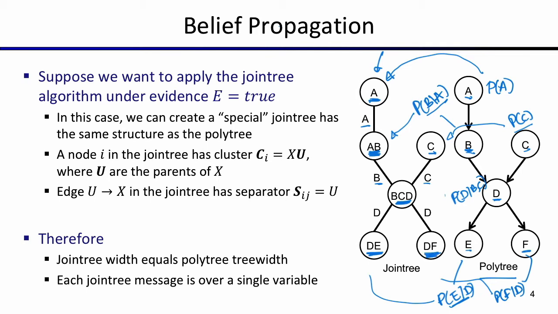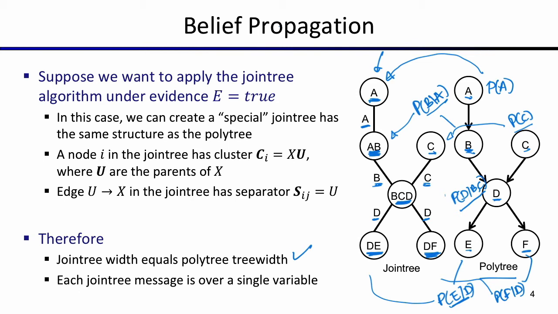So two important observations here: the joint tree width is equal to the poly tree width. That is occurring because the largest node that we can create is determined by the largest factor that we have in the poly tree, and each joint tree message is going to be over a single variable. So we can see that the separators here are single variables. They are basically the parent variable for each node.